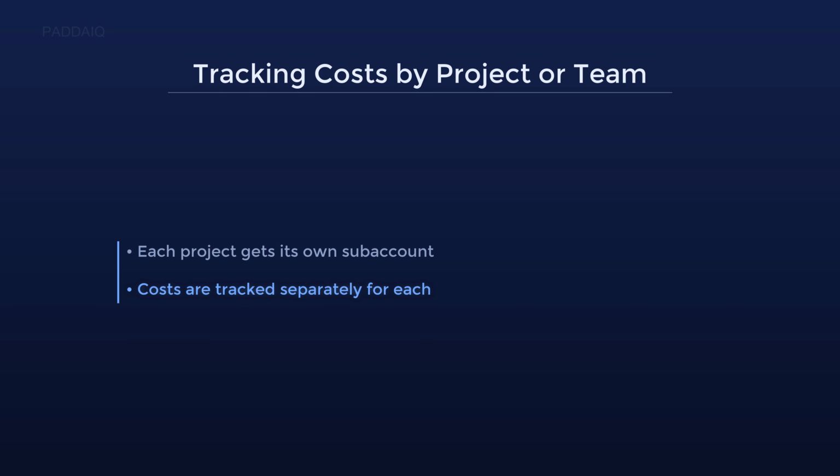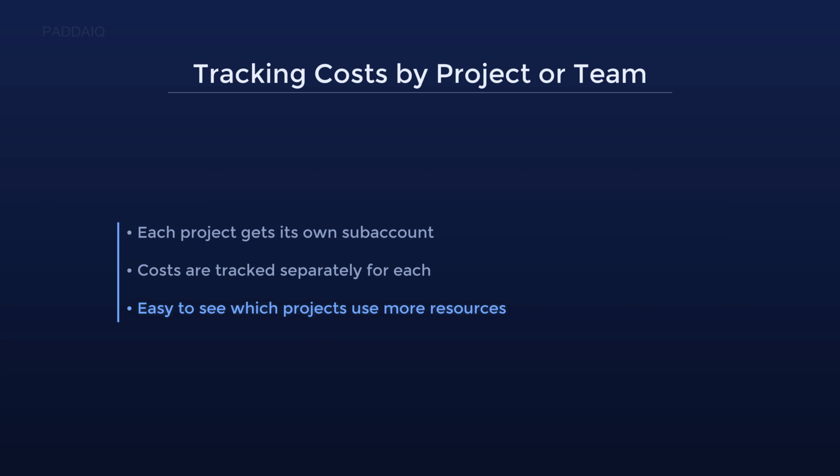Costs are tracked separately for each. This means you can assign and monitor expenses specifically for individual projects or teams. For example, a company can see exactly how much their marketing team spent on app development versus their sales team. This clear division helps in accurate budgeting and accountability.